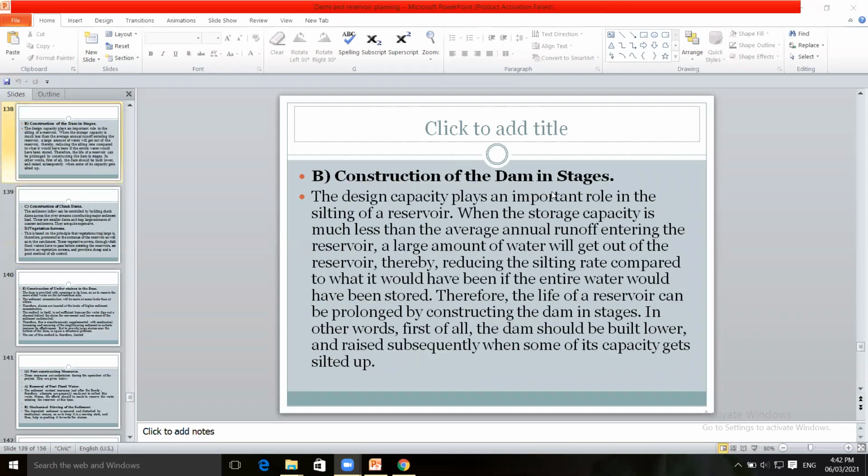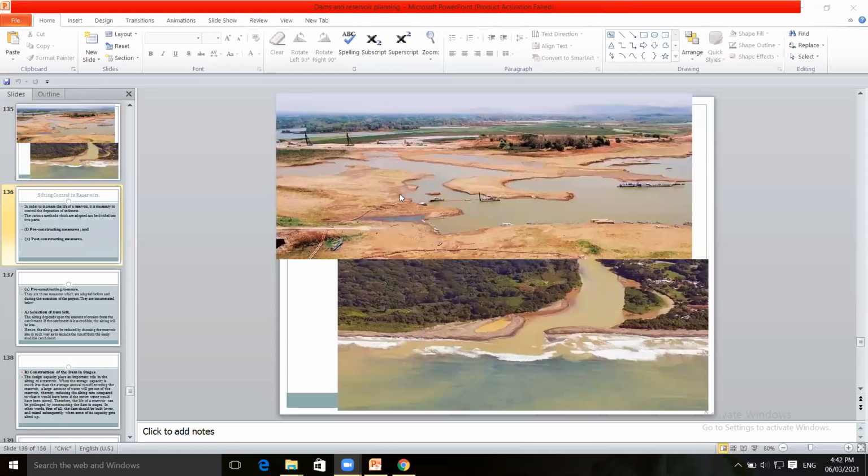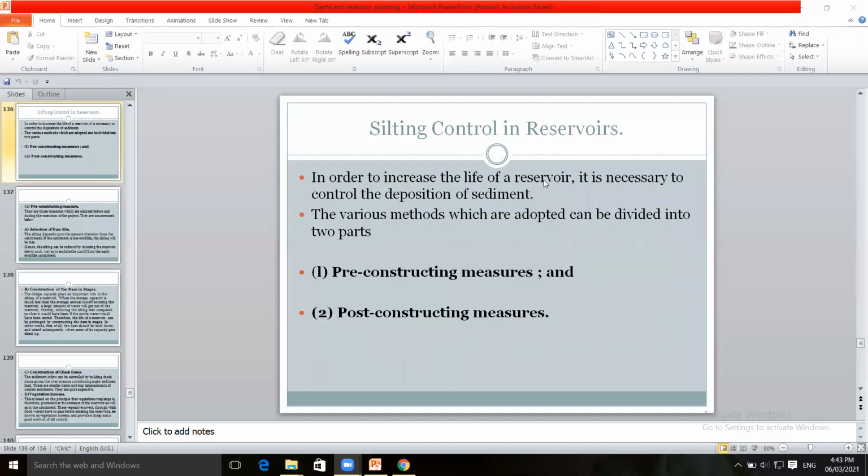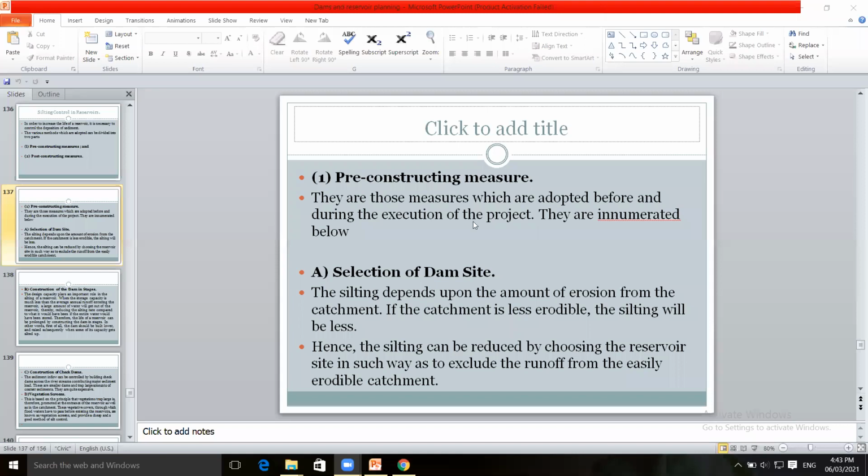Some experience, any difficulty? So since silting of the reservoir, how the process of sedimentation occurs, how the measures are taken to control the silting of the reservoir, that we have seen: pre-construction measures and post-construction measures. In the pre-construction measures we have seen the various methods which are employed to avoid the silting of the reservoir.